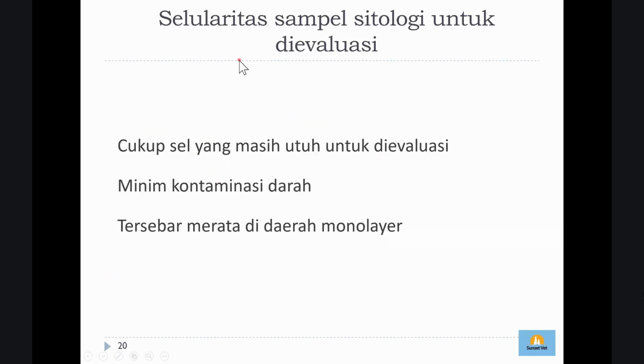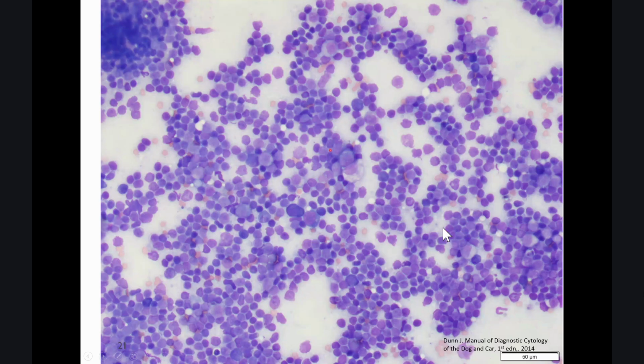And then for cytology, the things that you need to evaluate: is there any intact cells with minimum blood contamination, and is it spread in a good monolayer area, because you want to know what cell it is, and you want to know whether the cell is intact or not. Let's see, this is a nice one. Okay, let's say this is the FNA that you get. You're gonna expect something like this one.